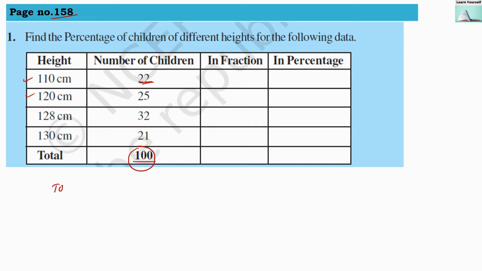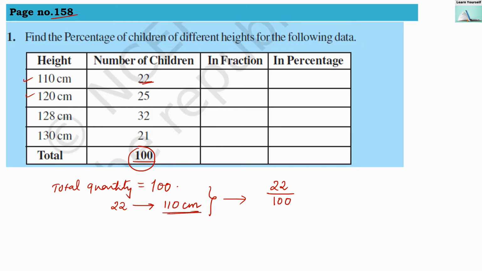So the total quantity here, or total number of children, is 100. Now out of that, 22 children have a height of 110 centimeters. So how can we write this in fraction? 22 children out of 100 children. That is how we are representing this in terms of fraction. Here the height will not come into the picture because we are writing in terms of children, that how many children have a height of 110 centimeters. So in fraction we are going to write 22 out of 100.